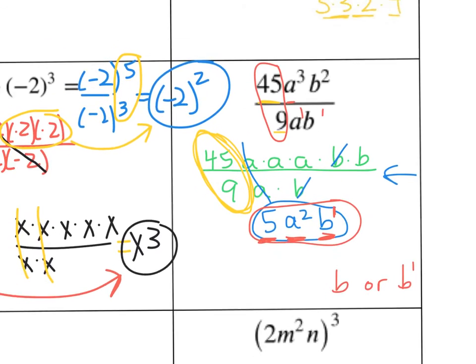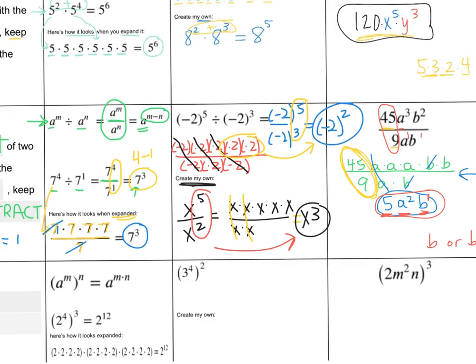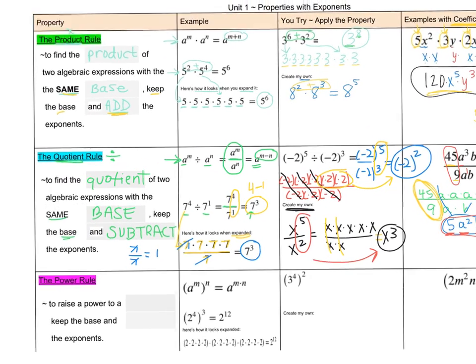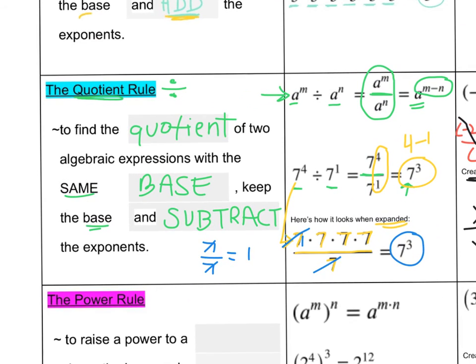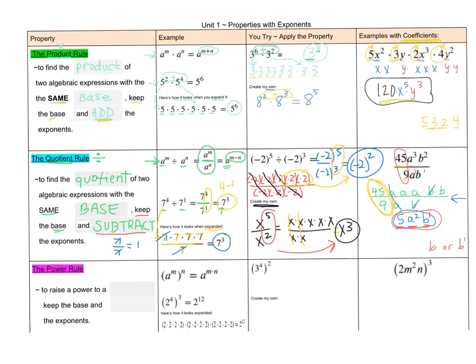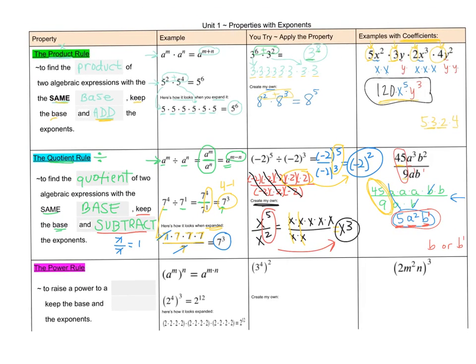All right, so our quotient rule is a little bit similar to our product rule, except when the bases are the same and you're dividing, you keep the base and subtract the exponents. Okay, so now you should have all of this filled in, and we're going to do some practice with the quotient rule.